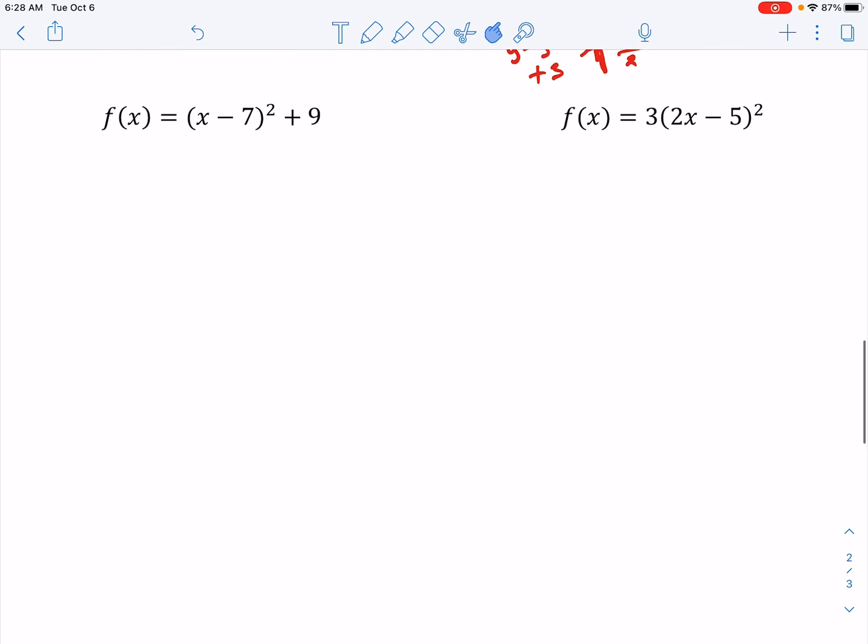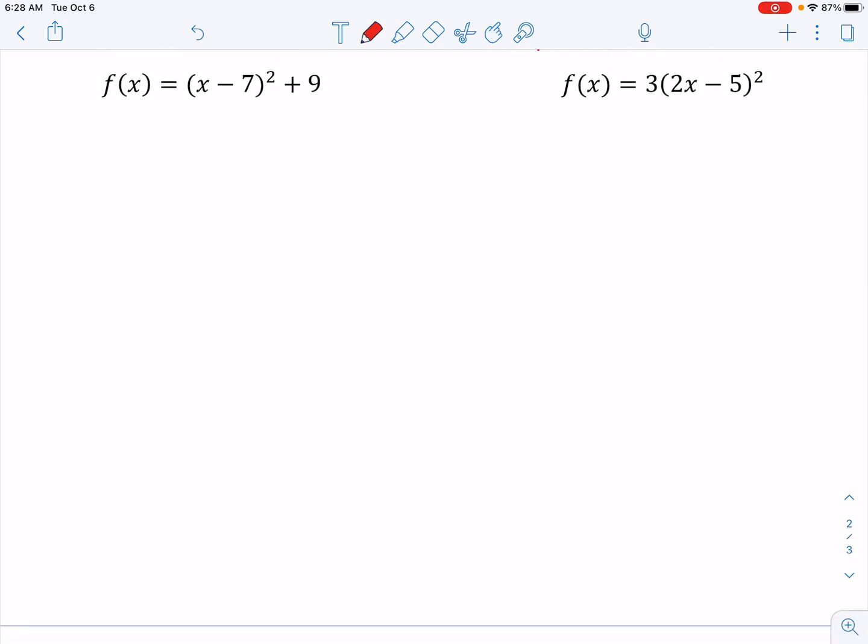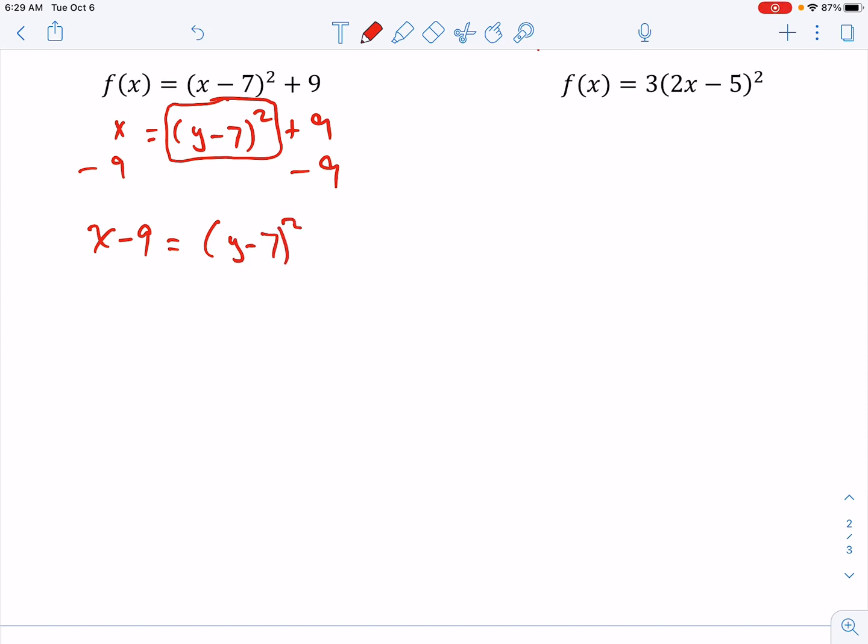All right, let's do a couple more. Okay, I'm just going to go ahead and switch my x's and y's. This will be x equals (y minus 7) squared plus 9. So f of x becomes y, and then we switch x and y. We're trying to get this quadratic portion by itself before we take the square root. So I'm going to take away 9 on both sides. We have x take away 9 equals (y minus 7) squared.